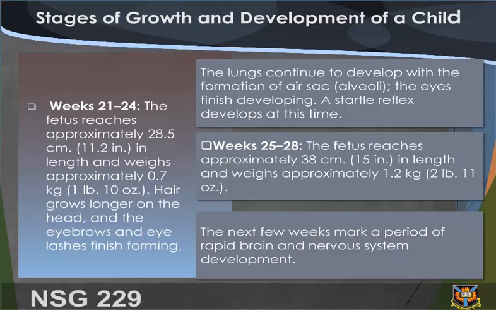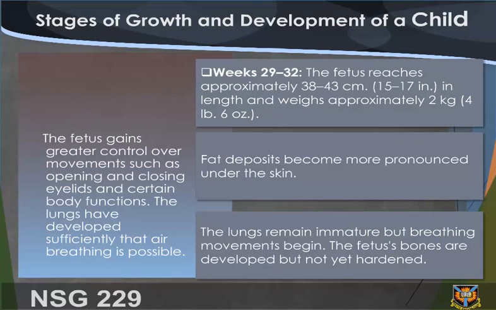Weeks 25 to 28. The fetus reaches approximately 38 centimeters, 15 inches in length, and weighs approximately 1.2 kg, 2 lb 11 oz. The next few weeks mark a period of rapid brain and nervous system development. The fetus gains greater control over movements such as opening and closing eyelids and certain body functions. The lungs have developed sufficiently that air breathing is possible.